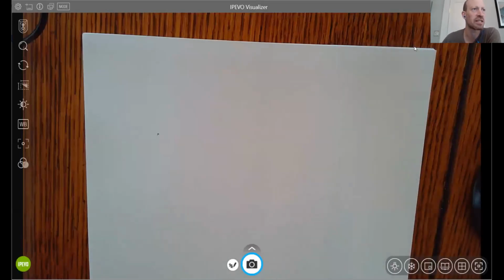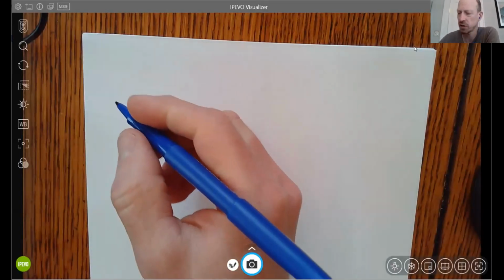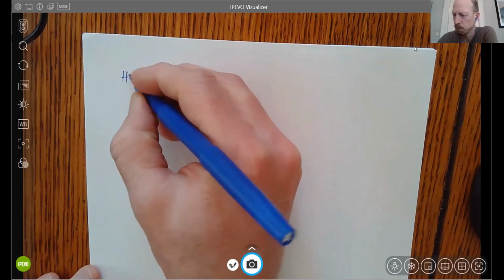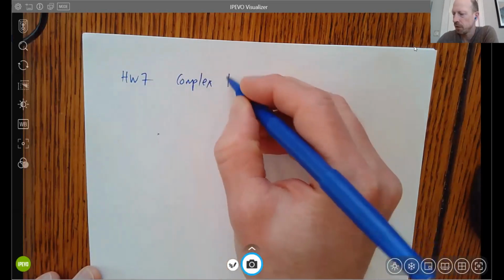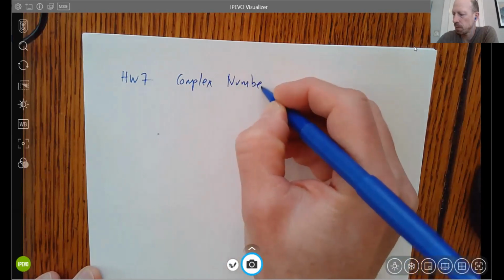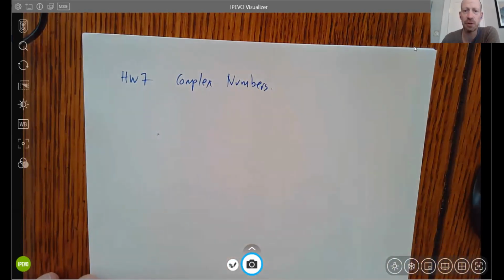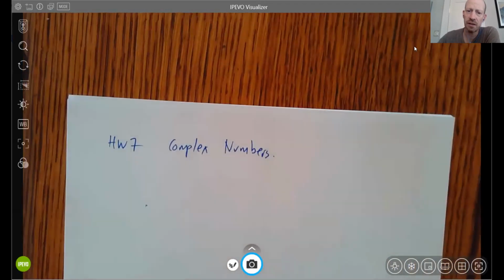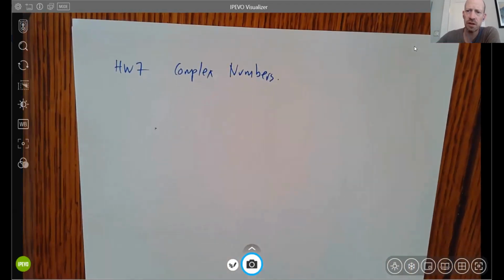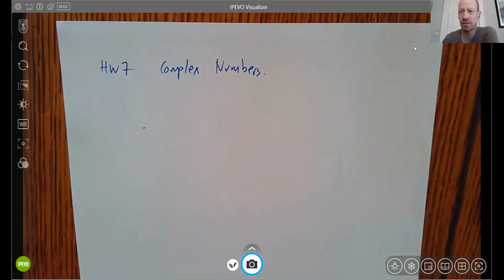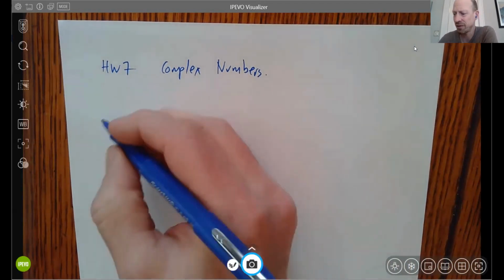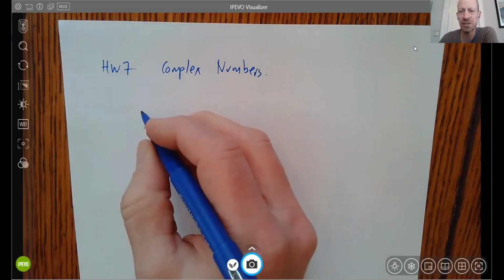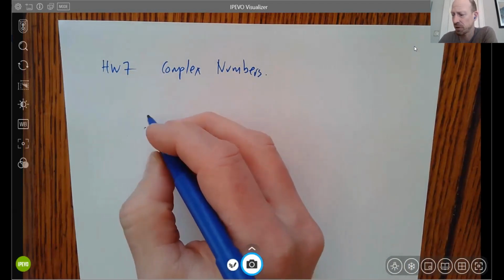All right, so this is homework 7. It's introducing something called complex numbers. The idea here is a little crazy, I guess, right? It's called an imaginary unit. That's the key to these complex numbers.